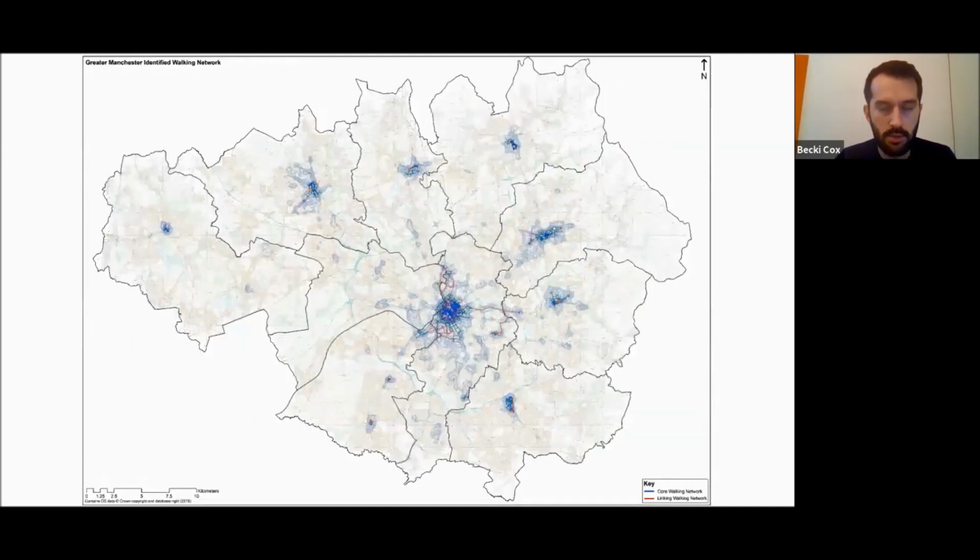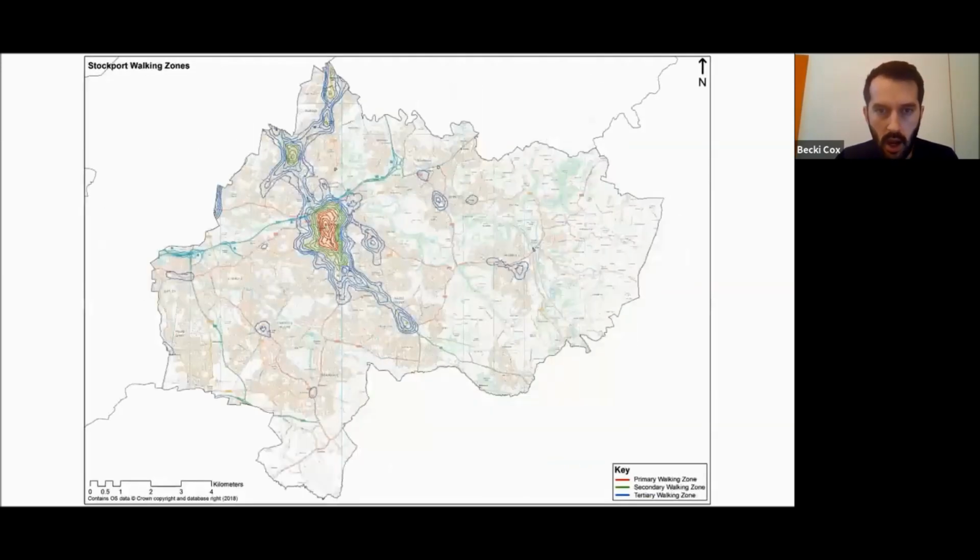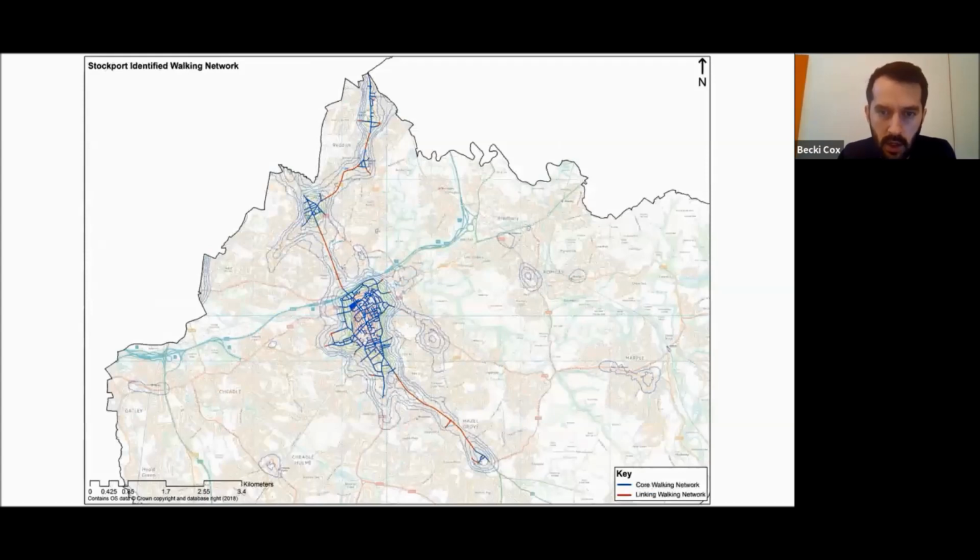So here you may struggle to see this slightly, but overlaid on the walking zones is walking network, and you can see blue, which is core, and then red, which is linking network. Here, this will be a lot clearer. You can see here how all the street network in the primary walking zone is blue, and that is core walking network. The main routes and main streets in the secondary walking zones are also core walking network. And then in red, you can see those links joining all that together across the tertiary walking zone.